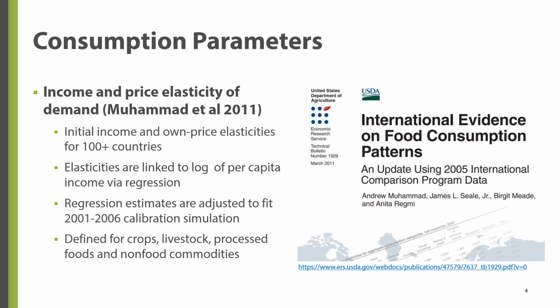In Simple G, consumption elasticities are linked to the log of the per capita income for each region, to capture the impact of dietary upgrading. Non-food commodity demand is obtained as the difference between per capita income and food commodity expenditures, therefore income is fully exhausted on food and non-food spending.